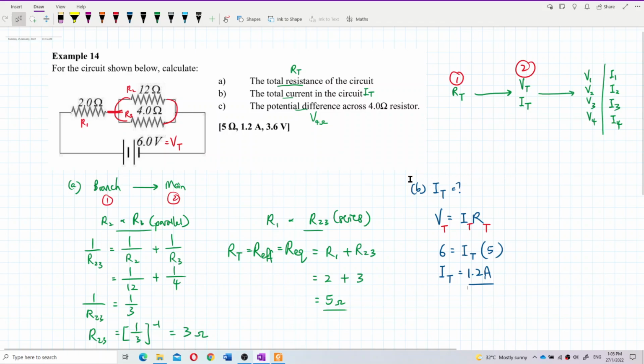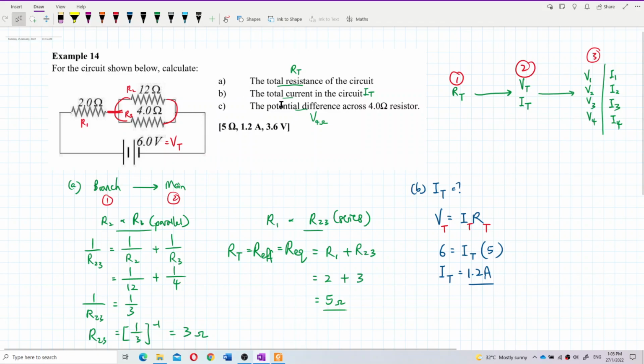So we got the total current already. Now we go to step 3. In step 3, we can find individual voltage and individual current, but you must know the relationship between series and parallel. The V equal to IR can be applied there. Let's do part C.